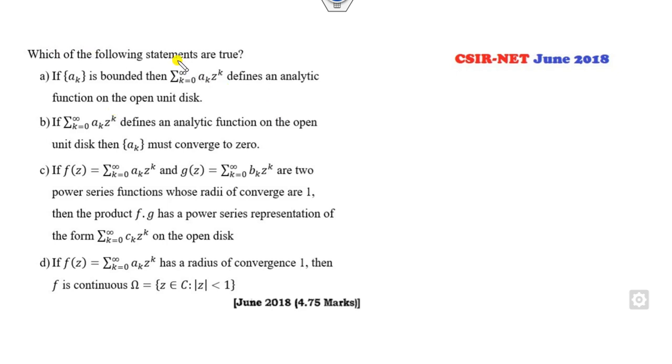Okay, look at this another one. Which of the following statements are true? It's a Part C question of June 2018. a_k is bounded. Sequence is bounded. What is the meaning of that? If the sequence is bounded, it means it must be less than something. Now I can define this sequence: |a_k z^k| is less than M, sum from k equal to 0 to infinity, in the open unit disk, that is here. So what is the meaning of that?